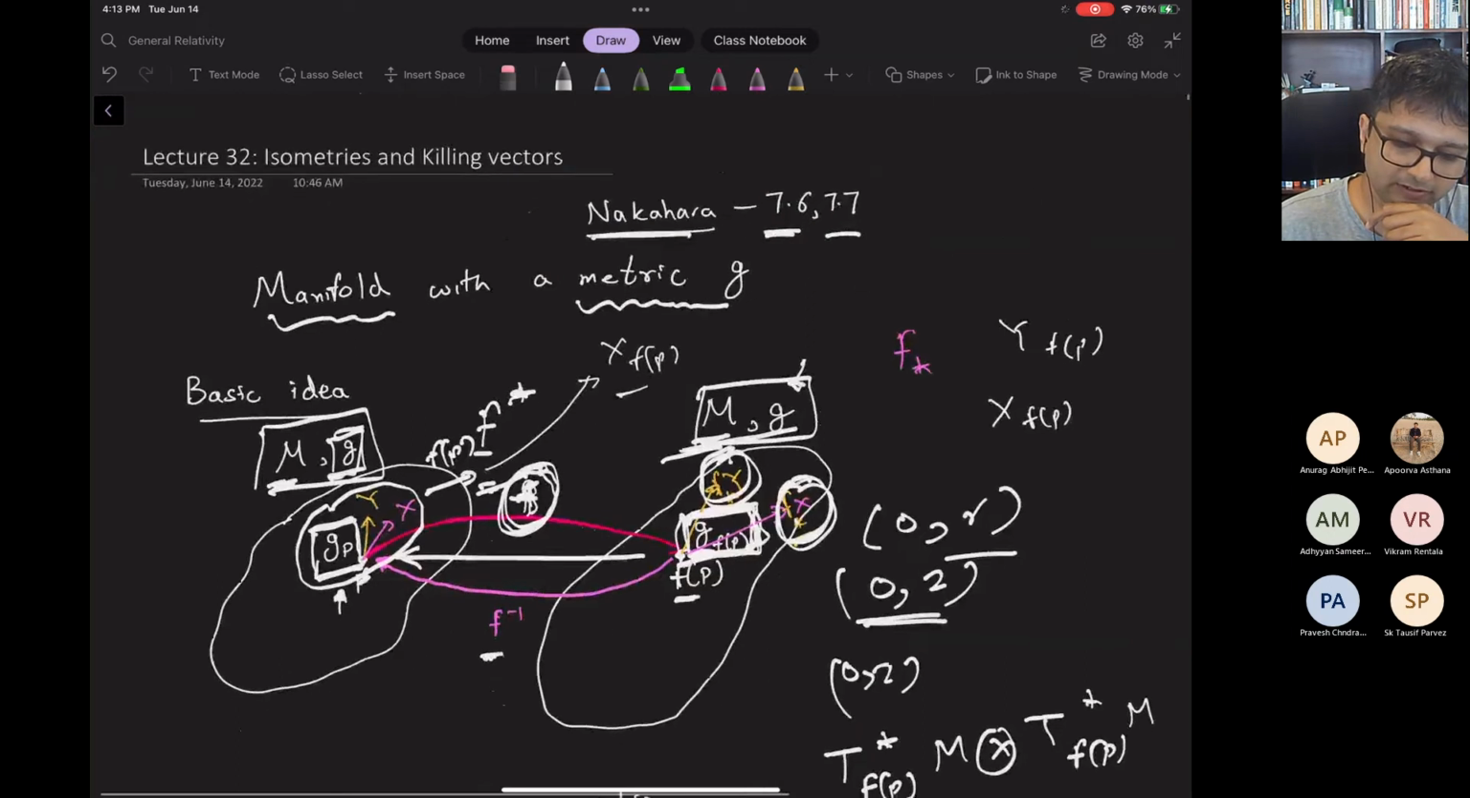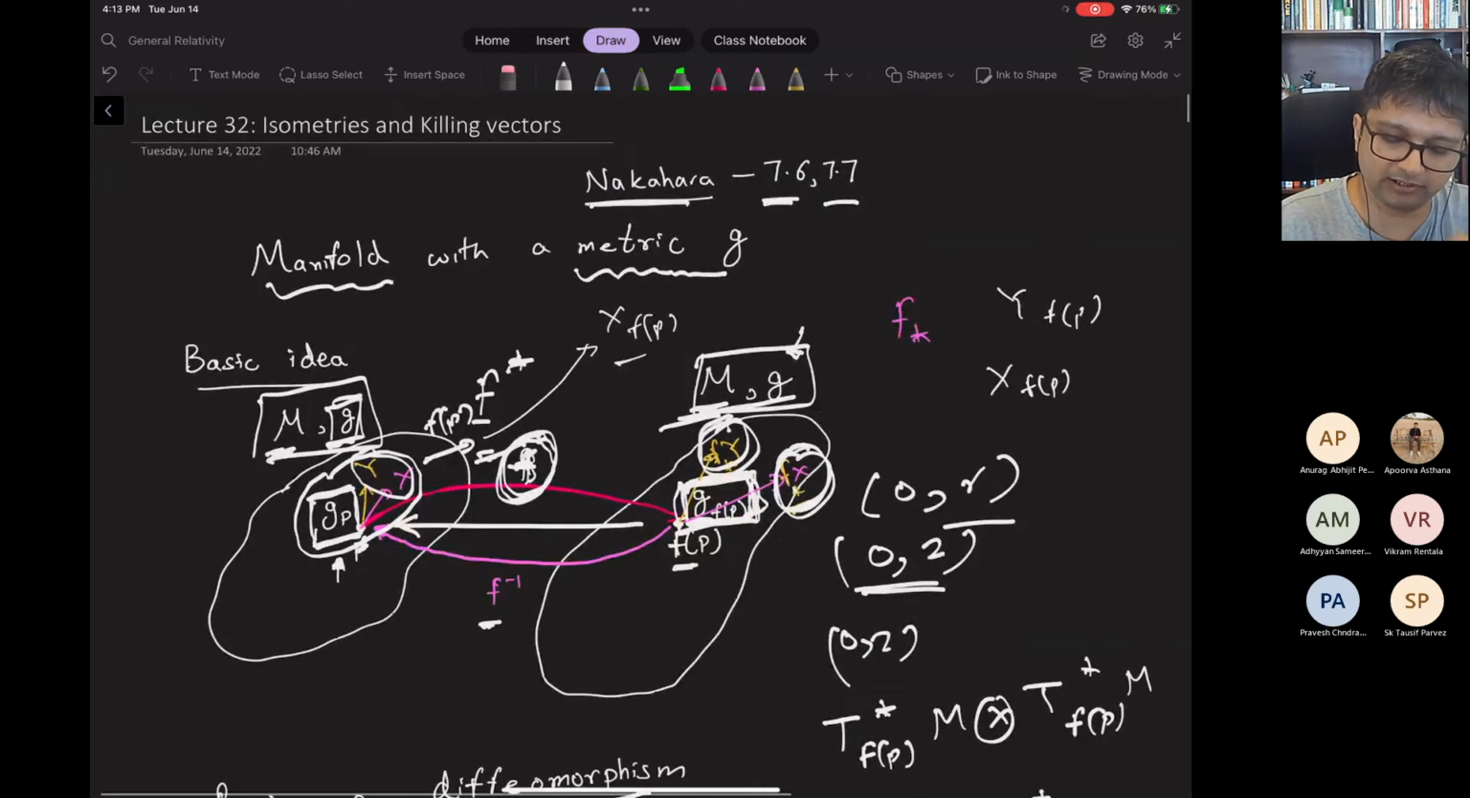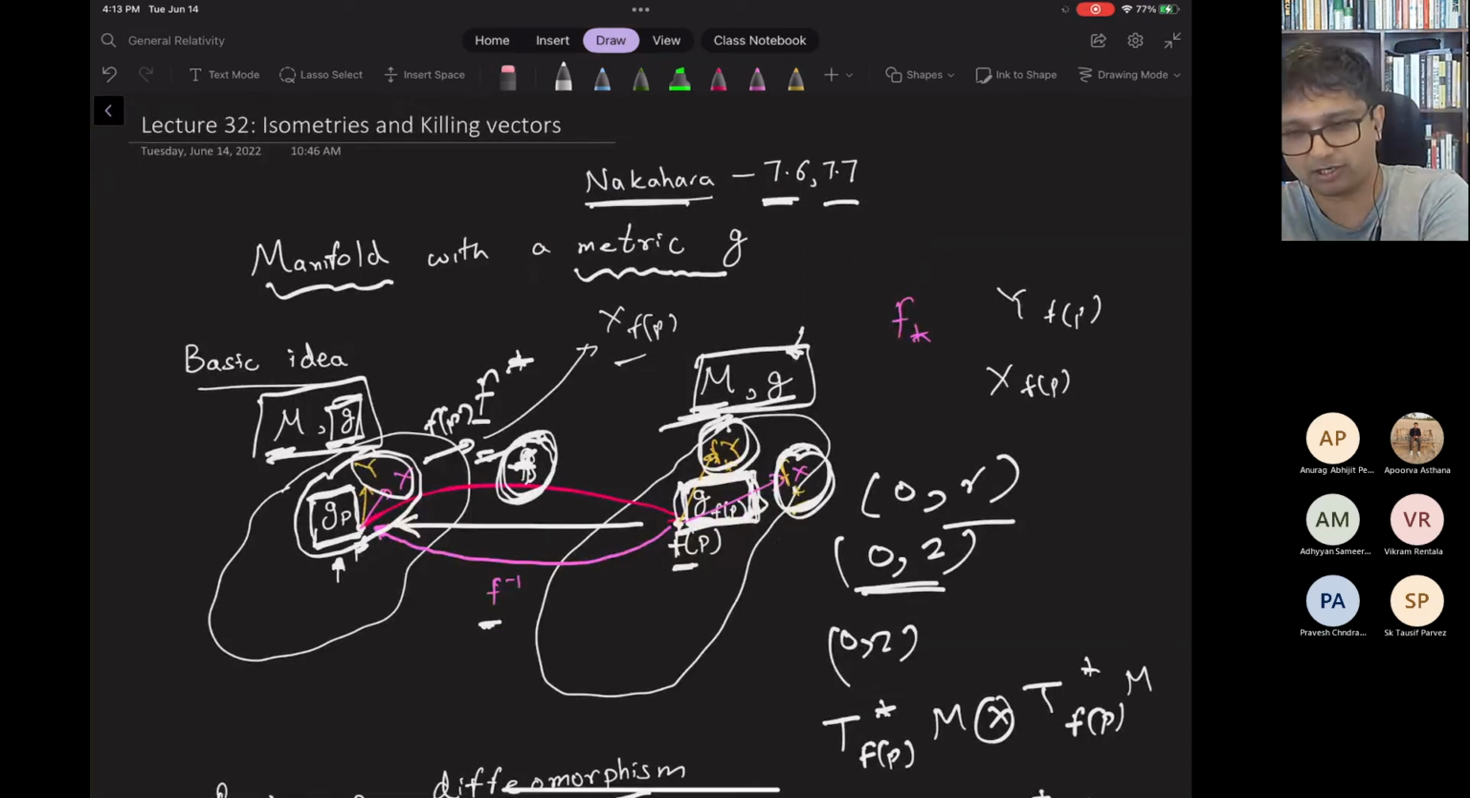So if I have two vector fields here and I take the inner product, and then I push them forward after a diffeomorphism and take the inner product, but with which metric? I can define a push forward metric, but that's not what we're doing. We're just taking g at f of p and then taking the inner product. If that inner product using the push forward vectors and g at f of p is the same as this inner product, then we say that the transformation f is an isometry.